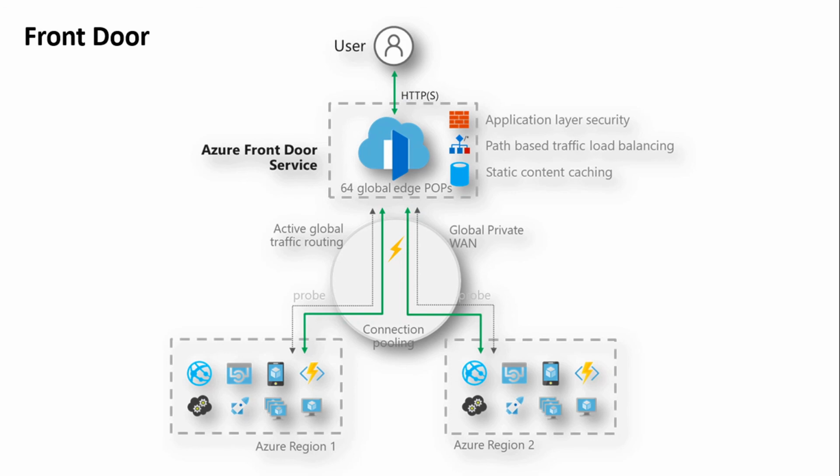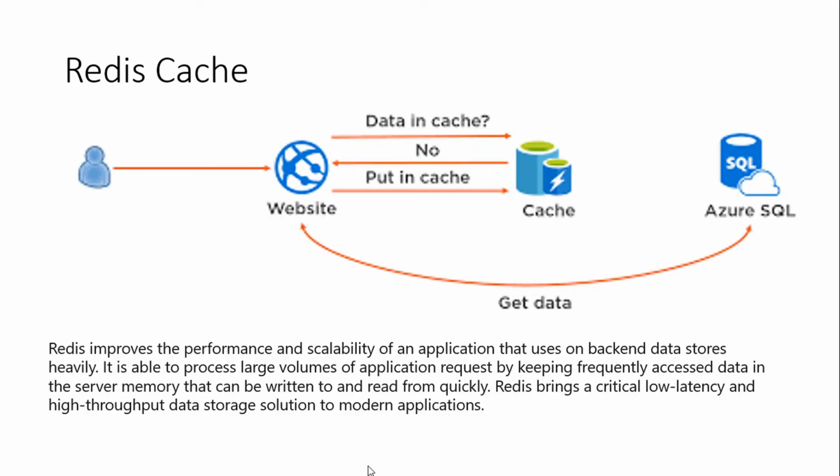So these are the 5 services provided by Azure for global delivery of data, and based on the use case you can select any one of them or have a combination of many services. Another service I would add to the list is Redis Cache, which can improve the performance and scalability of an application that uses a backend data store heavily.